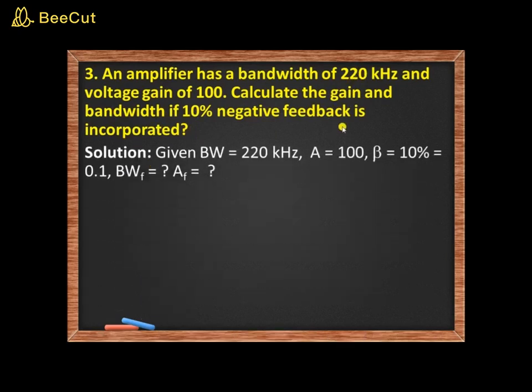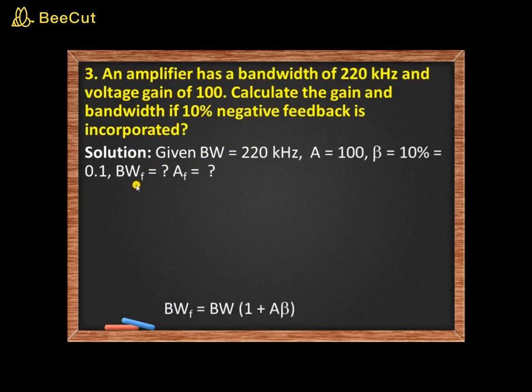We need to write down the given data. So they are given bandwidth 220 kilohertz. The second one, they are given gain without feedback, that is 100, and they are given beta when 10% negative feedback is incorporated. So beta is 10%. So 10% in the sense it is 10 by 100, which comes to 0.1. So now we need to find out BWF and AF. It is a very easy and straight problem.